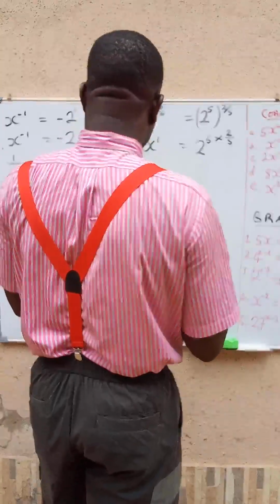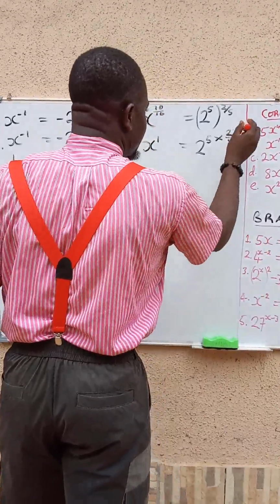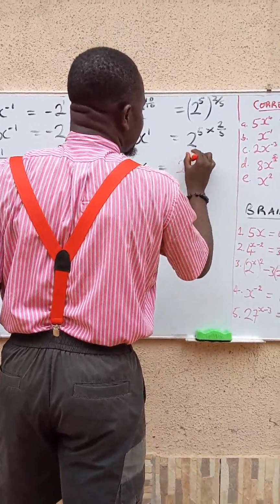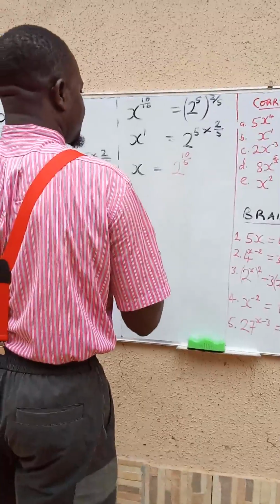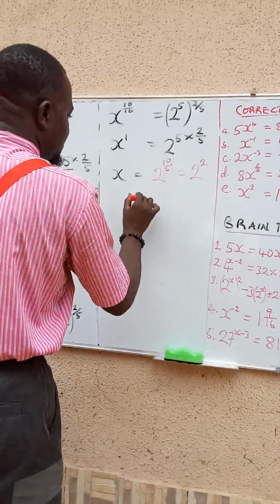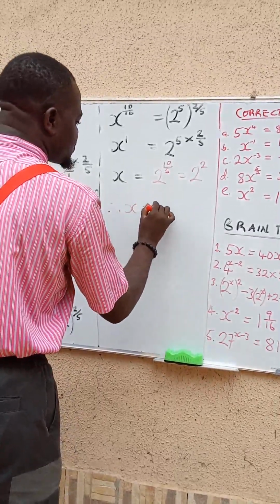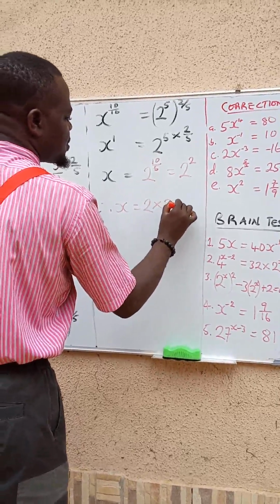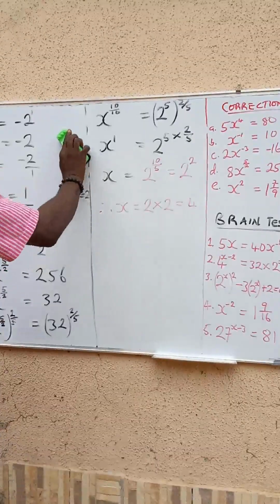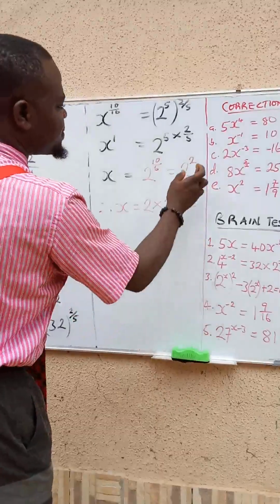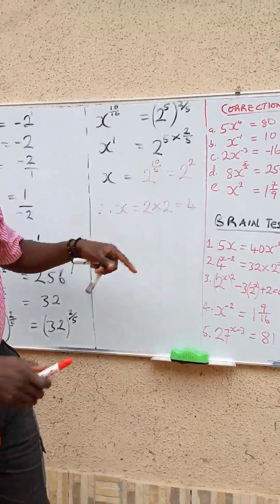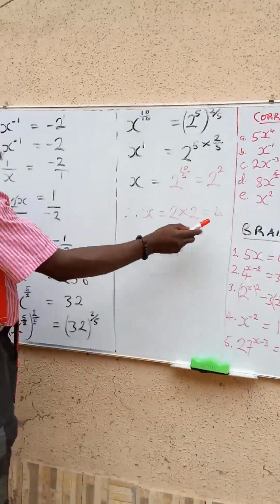So what I have here is 5 times 2 over 5, which will give me 2 raised to the power of 10 over 5, which is equal to what? 2 raised to the power of 2. Therefore, x is equal to 2 times 2, which is what? 4. That is clear, right? Because we said that the index, which is the power, tells us the number of times that the base is multiplied by itself. So this 2 multiplied itself 2 times.